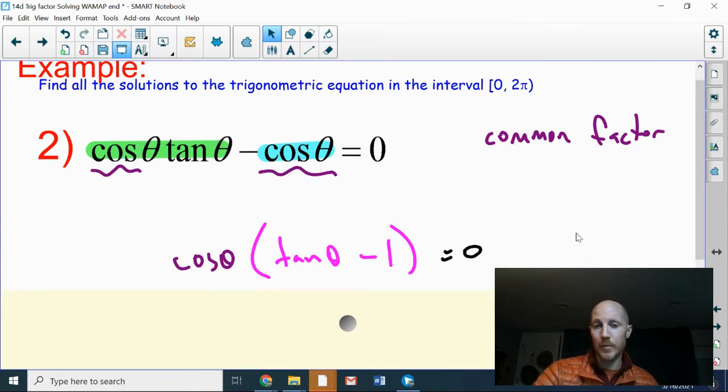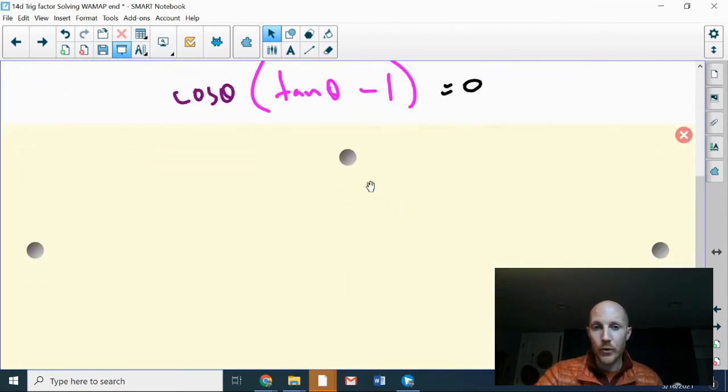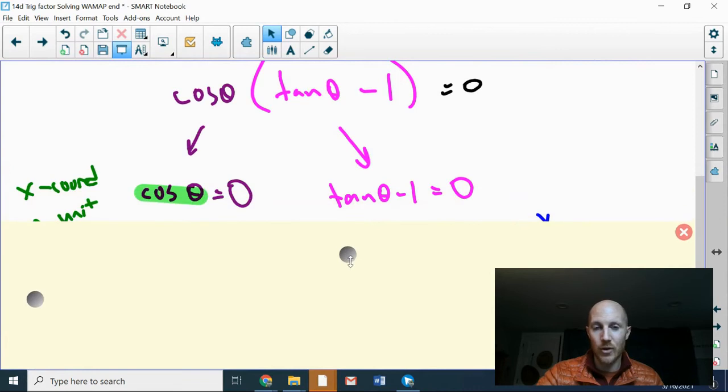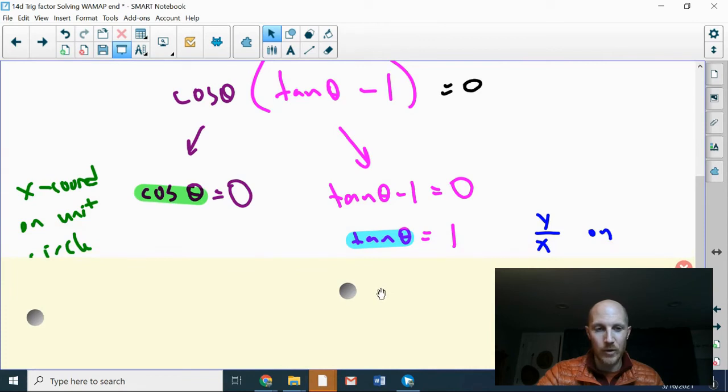I can now proceed with my factoring process. Those two factors I can separate and set each of those factors equal to 0. The purple one, I don't have to solve any further. Cosine of theta equals 0. The pink one, I'm going to take another step here to solve that for tangent. And then let's go to the unit circle. Cosine of theta, that is the x coordinate on the unit circle. So I'm going to be looking for an x coordinate of 0.